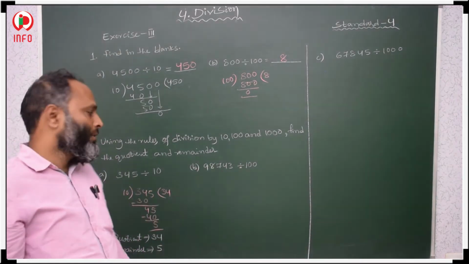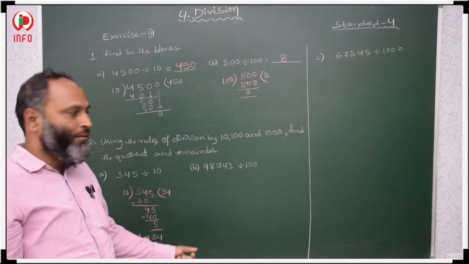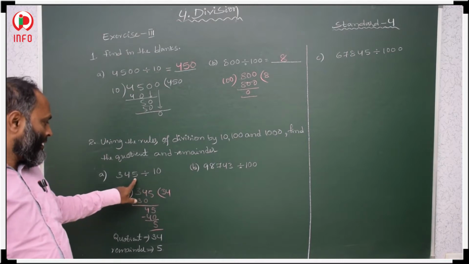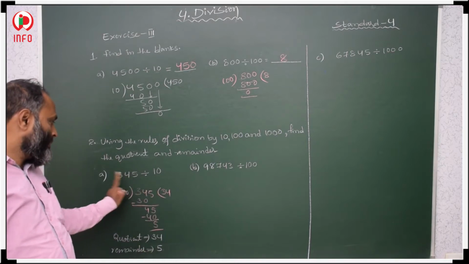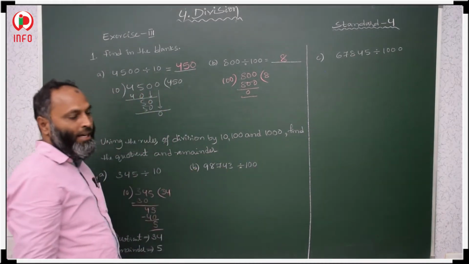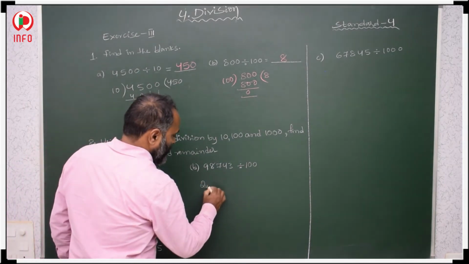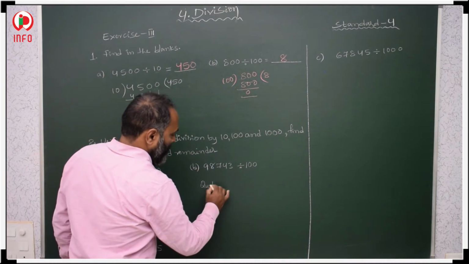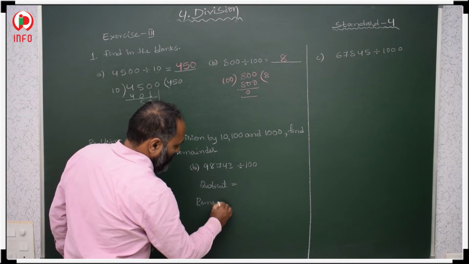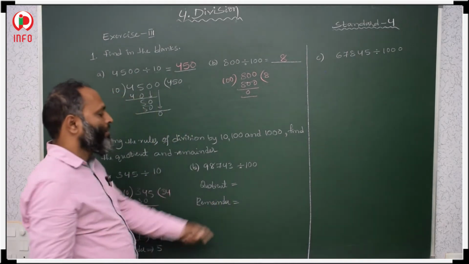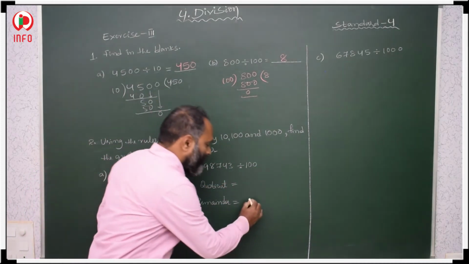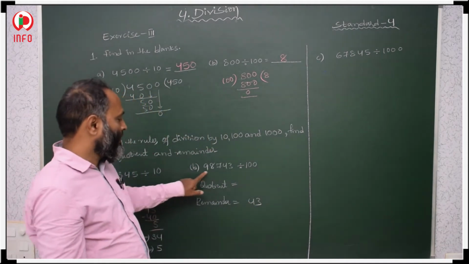According to that, we discussed before what is the rule. Without doing this division, we can write quotient and remainder. When we divide by 10, the last one's place is the remainder, the rest of the places are our quotient. Here, dividing by 100, the last two digits are our remainder, and the rest of the places are our quotient.